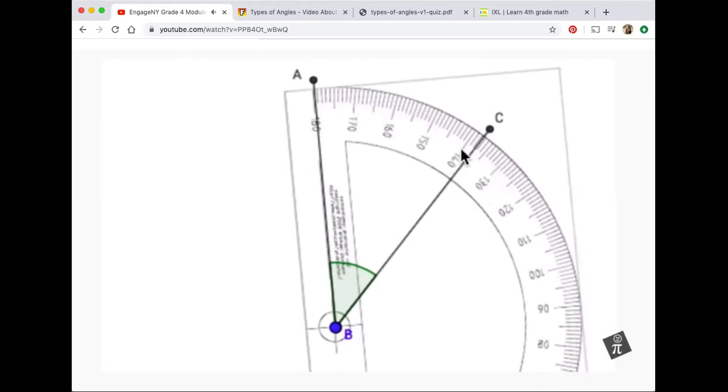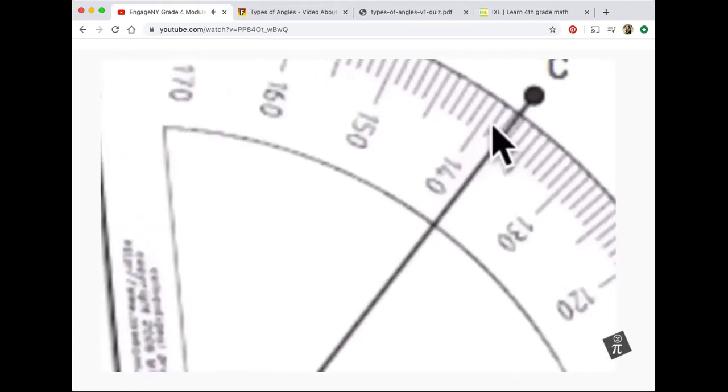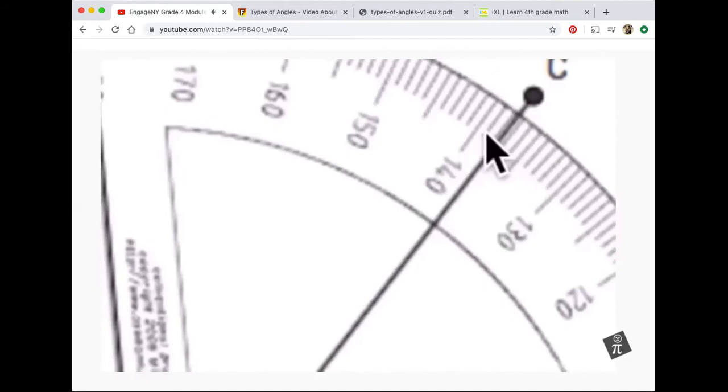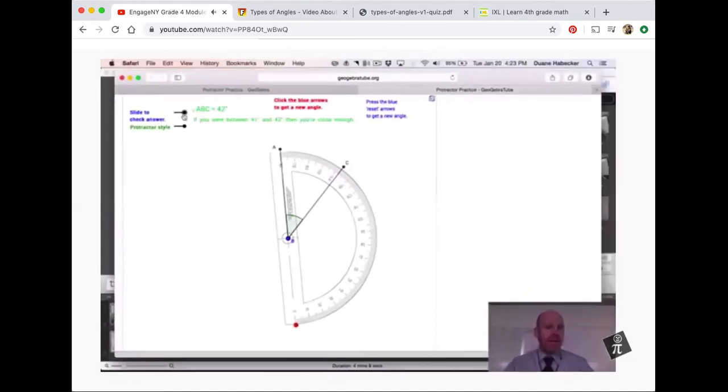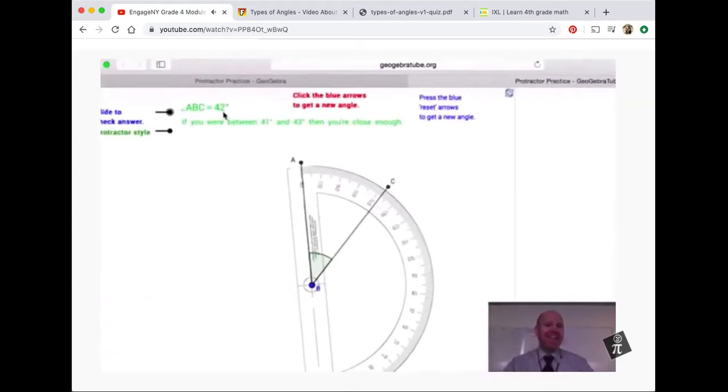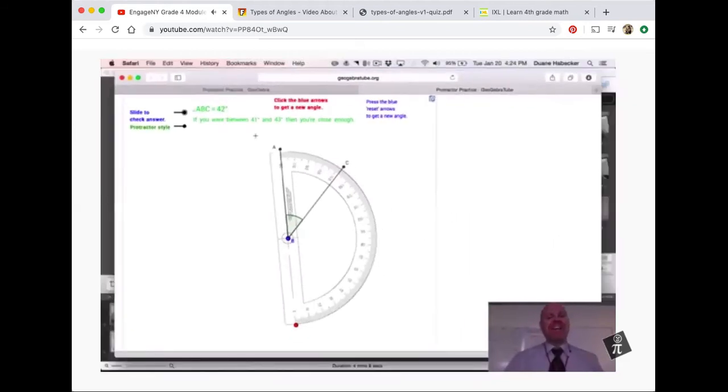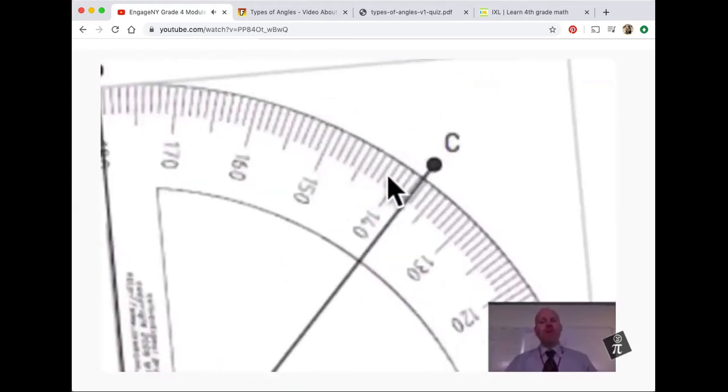So there's 40 degrees. Now I'm going to zoom in a little bit, and it looks like it's like another 2 degrees. So let's call it 42 degrees, and let's see how close we are. And look at that. Woohoo! We're right. All right, now the point is, remember, these degrees are so tiny.